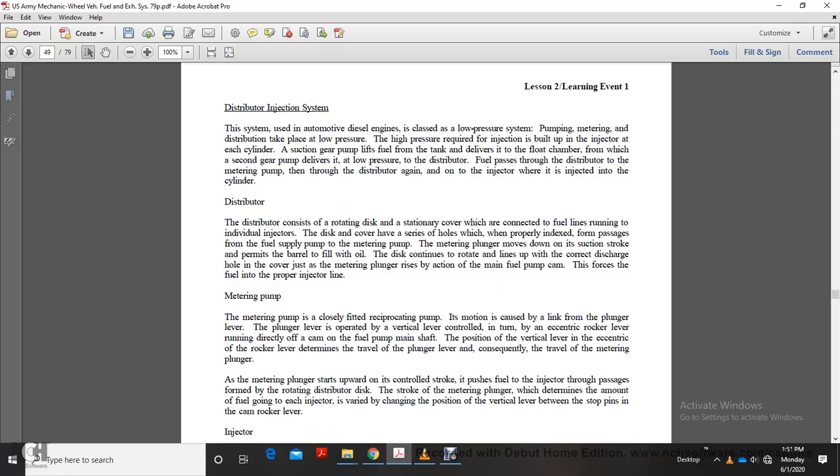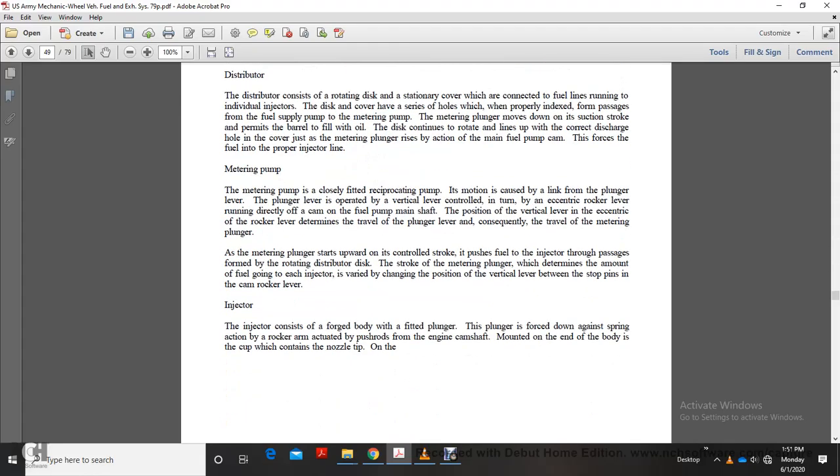The metering plunger moves down on the suction stroke, which permits the barrel to fill with oil. The disc continues to rotate, lining up with the correct discharge hole of the cover just as the metering plunger rises and the main fuel pump forces fuel into the proper injection line. The metering pump is closely fitted with a reciprocating plunger, its motion controlled by a link and vertical lever operated by the eccentric rocker lever running directly on the camshaft of the fuel pump main shaft. The position of the vertical lever on the eccentric rocker arm determines the travel of the plunger, and consequently the travel of the metering plunger.